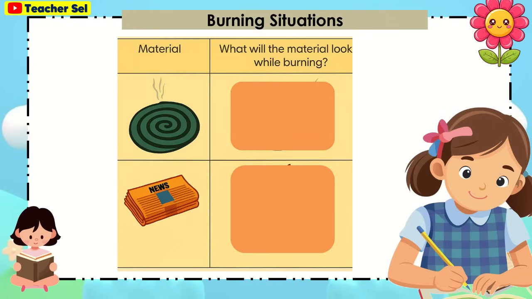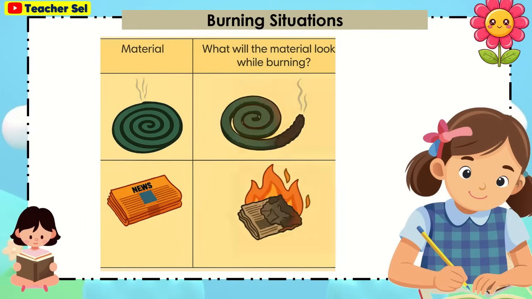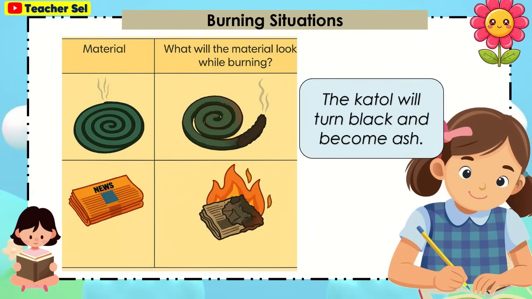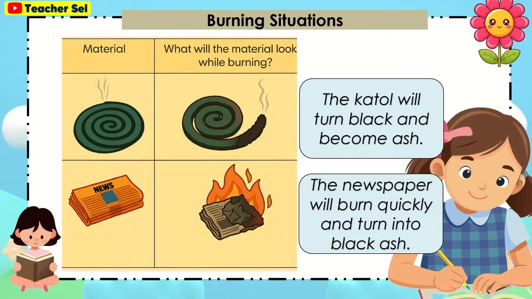For the material, we have katol and a newspaper. What will the material look like while burning? Here are the expected answers. The katol will turn black and become ash. The newspaper will burn quickly and turn into black ash.